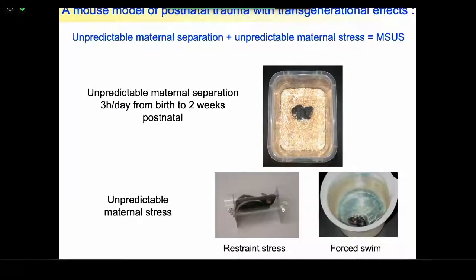So what we did to address this question was to capitalize on a mouse model of postnatal trauma that we developed in the lab now almost 20 years ago. It's a model which is inspired from the human literature and which combines unpredictable maternal separation. So mouse pups are separated from their mother every day, 3 hours per day, from birth to 2 weeks postnatal. And this is combined with unpredictable maternal stress. So we place the mother during separation on either one of these stresses, restraint stress or forced swim. So it's really a combination of physical, emotional, physiological trauma.